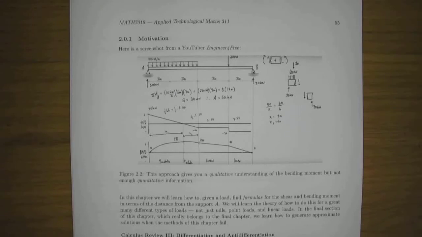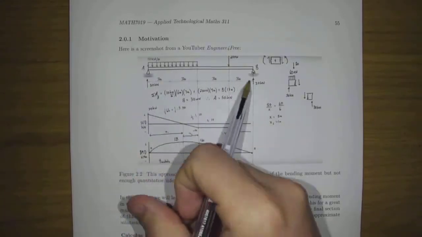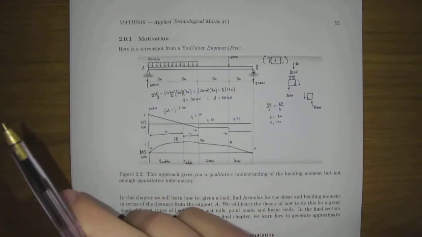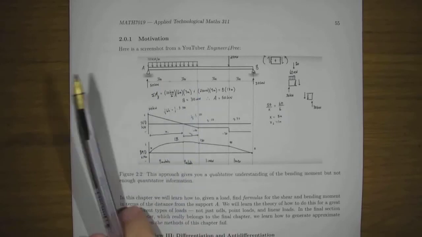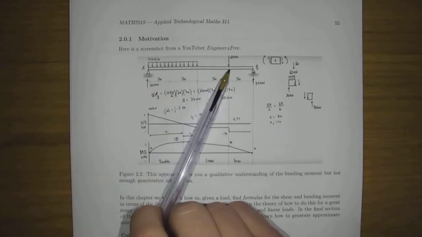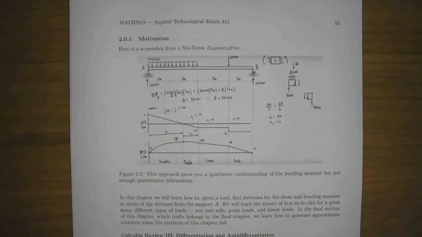Okay, in this lecture we're going to do some motivation for this chapter on static beam differential equations and a little bit of revision of calculus as well to get us along. Okay, so here's a screenshot of some analysis of a beam. We've got a simply supported beam here with a UDL of 10 kilonewtons per meter for it looks like 6 meters, and then a point load of 20 kilonewtons here at 9 meters.